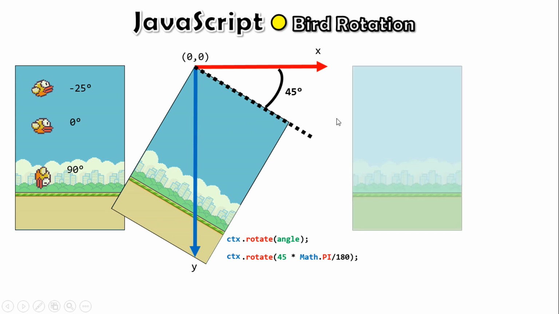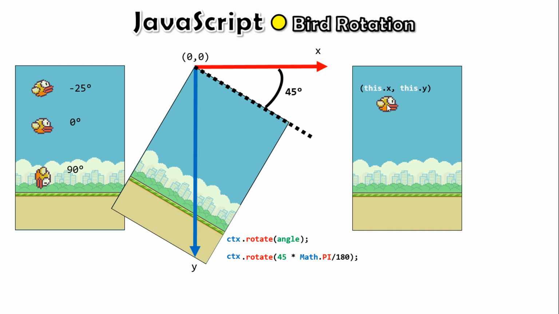Now that you know this, we have our bird in this position, right? This is its x and y position. So we need to rotate the bird, which means the center of the rotation will be the center of the bird. So we need to take the center of rotation from the origin to the x and y position of the bird. Right, this is the first thing we're gonna do.